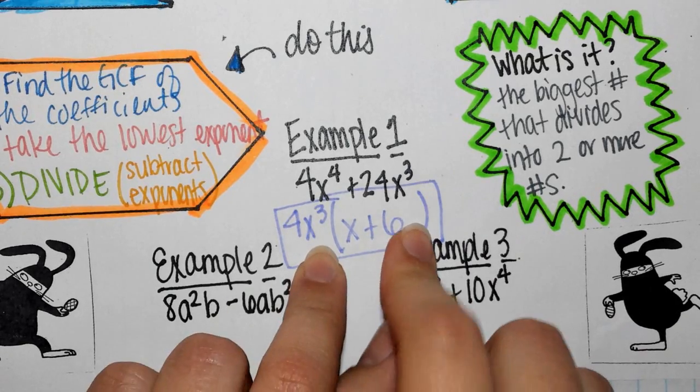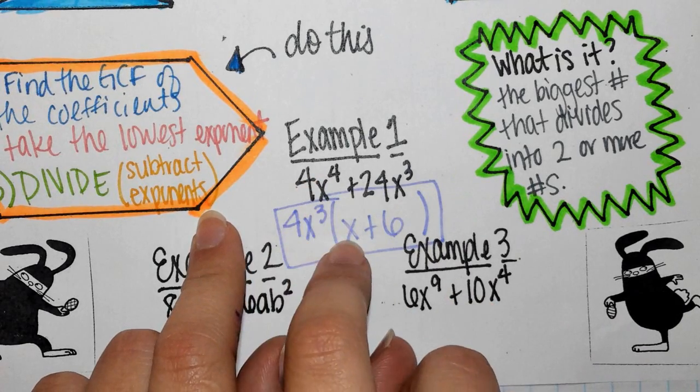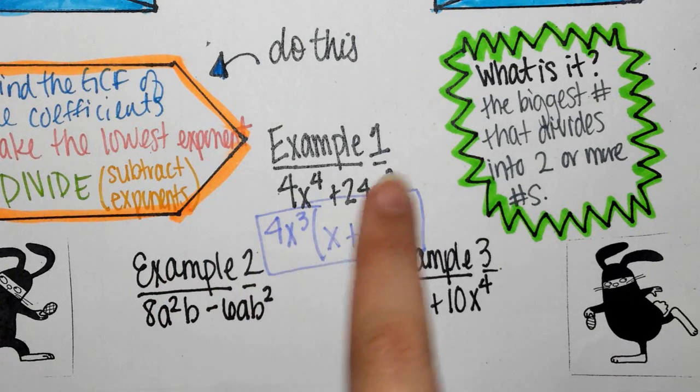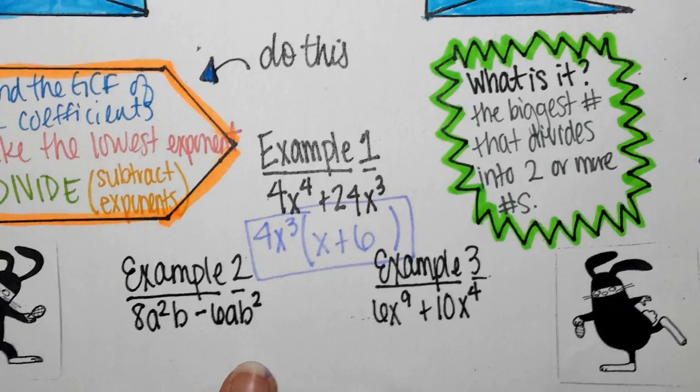Alright, then you put parentheses and you divide. 4 divided by 4 is 1. 4 minus 3 is x. 24 divided by 4 is 6. And the x's cancel out because 3 minus 3 is 0.